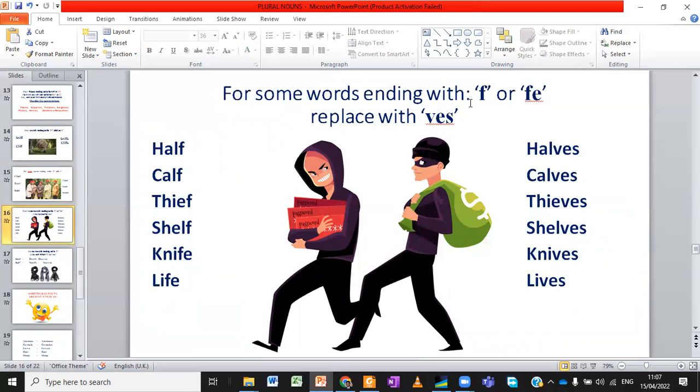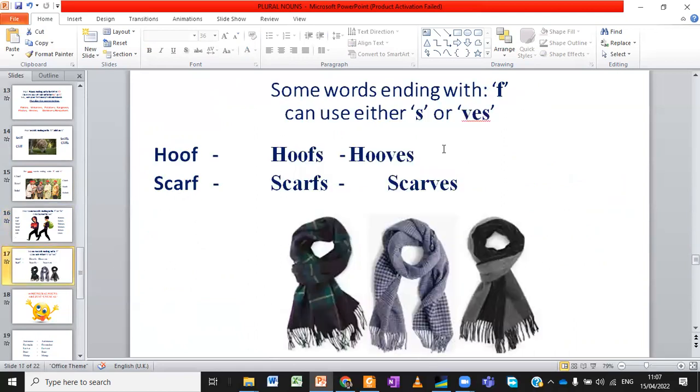For some words ending with F or FE, you replace with VES, like calf, calves, thief, thieves, knife, knives, life, lives. For some words, you just have to know the words. Some words ending with F, you can use both S or VES.